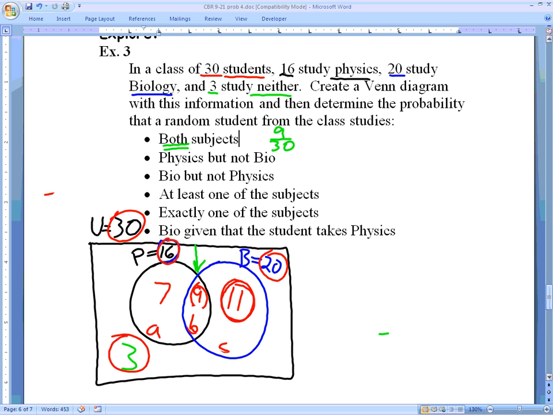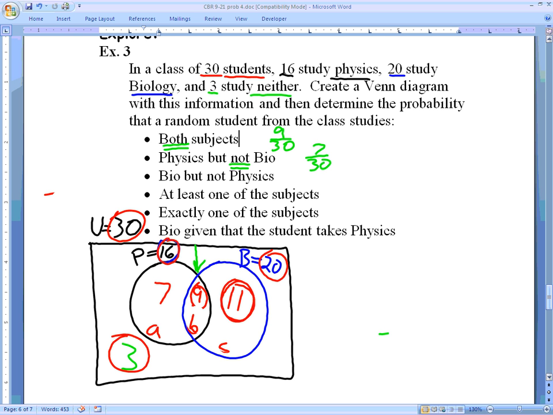Physics, but not bio. When I see that word "not," I get out my hand and I cover up whatever is said to be not. So not bio. If you cover up the bio, that would be covering up the 9 and the 11. And then look at what numbers you still have left. You have the 7 and the 3. So how many students study physics of those non-covered up numbers? That would just be 7 out of the 30. 7 students study physics, but not bio.